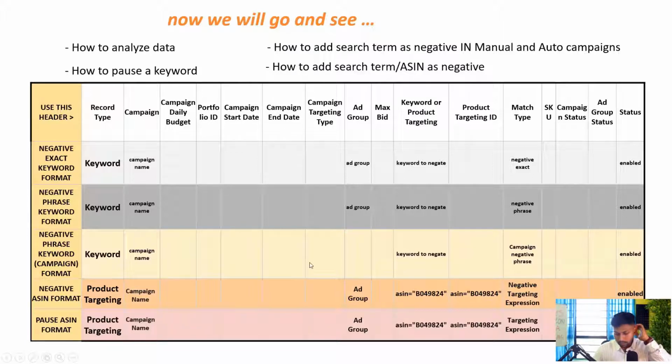So what I want you to do is open page number 11, and let's first do the negative exact keyword format. I'll show you one of my examples.